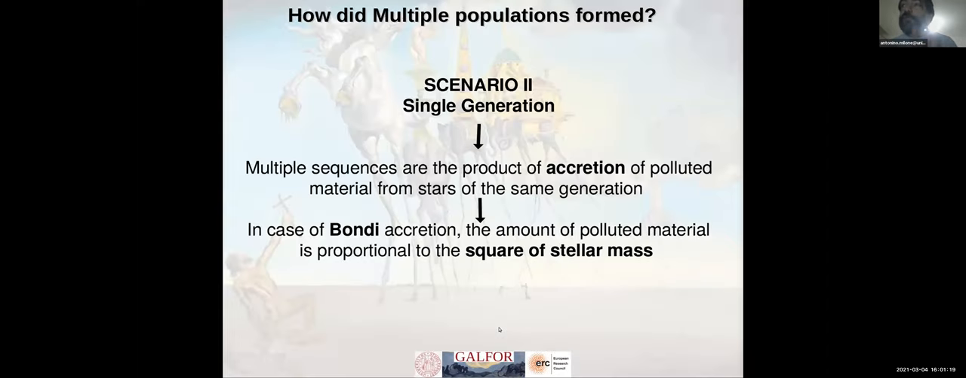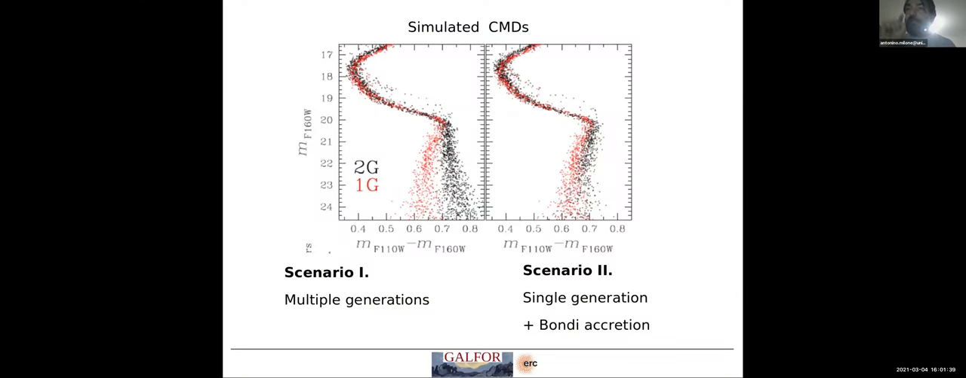What's the implication? An assumption of the second scenario is that second generation stars formed by accretion. If the accretion occurred with a law like the Bondi accretion, then we expect that the amount of polluted material is proportional to the square of the stellar mass. So what we expect, these are simulated CMDs, is that if the accretion scenario is correct, we have small variations in chemical composition, so a small photometric spread when we observe very low mass stars. In contrast, what do we expect in the multiple generation scenarios?